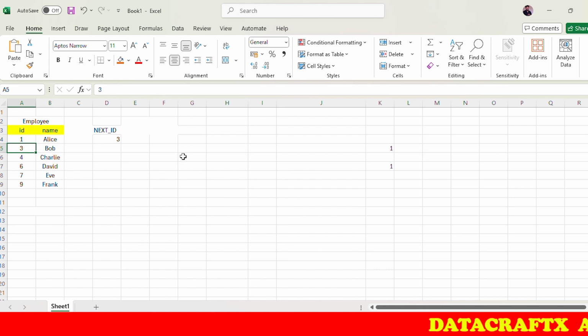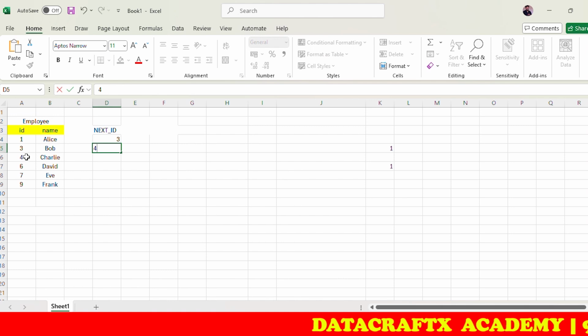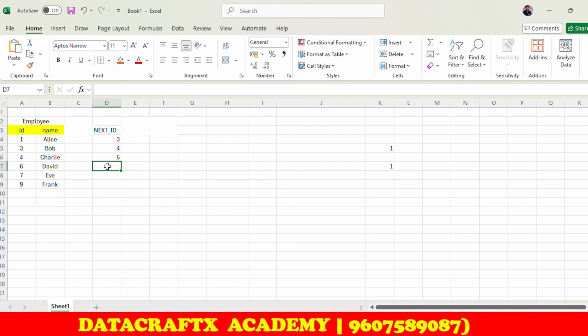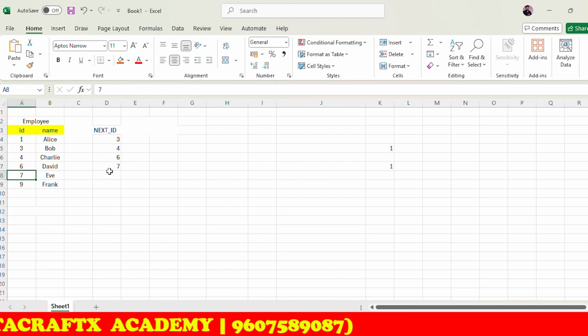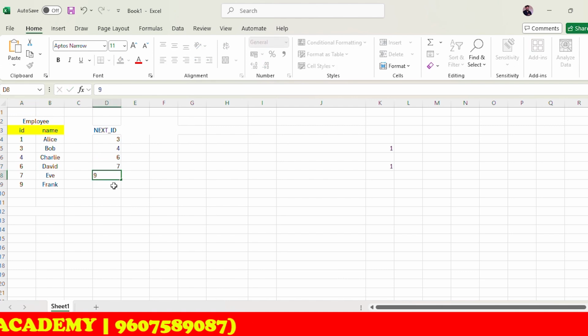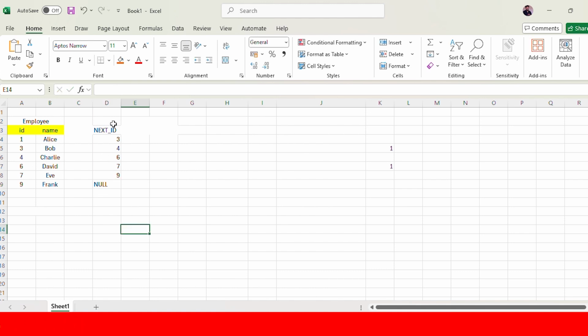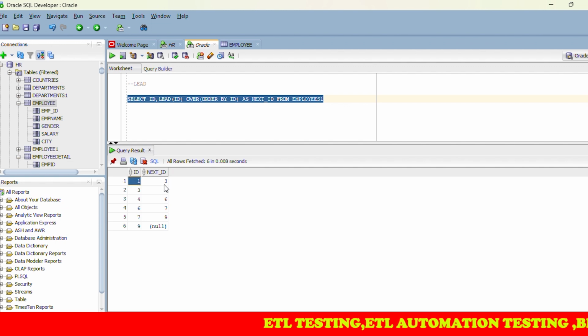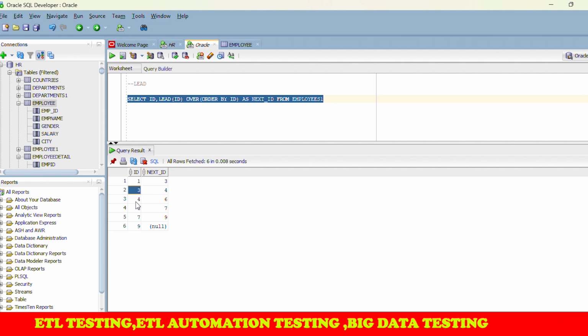Then for 3, what will it be? It will be 4. Then for 4, it will be 6. Then for 6, it will be 7. And for 7, it will be 9. And for 9, it will be null, correct? So we got the next ID for the existing ID. Okay, now let's run this query. Similarly we got an output, correct? For 1 it is 3, because the next ID is 3. So the lead function is working like this.